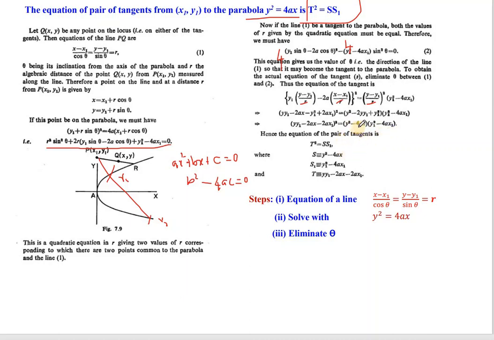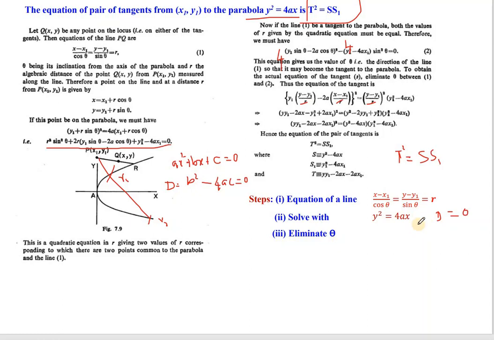So taking this one as S, this one as S1 and this as T, this is the usual notation, we conclude that the equation of the pair of tangents is given by T square is equal to SS1. That is the equation of the pair of tangents drawn from the point x1, y1. So these are the main steps in deriving this. First you write down the equation of the line, and then solve that with y square is equal to 4ax. Then you will get a quadratic equation. So you will have to have that the discriminant must be 0, and we are using that. This is our discriminant.